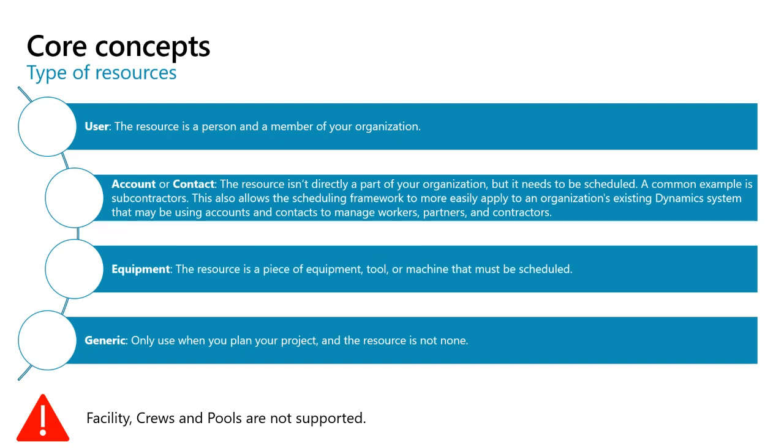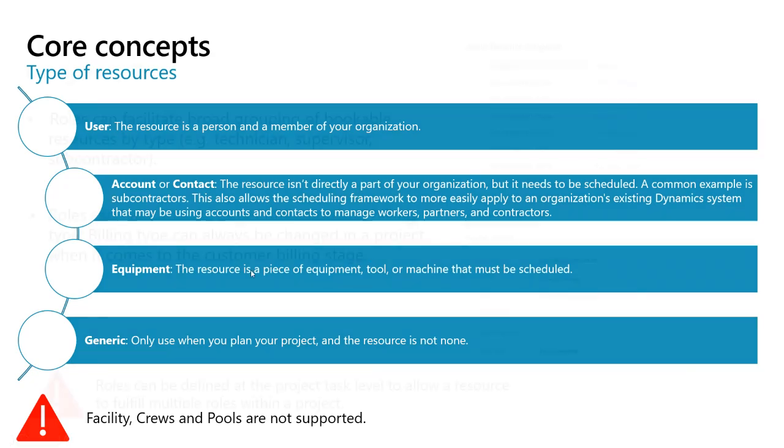Equipment is a tool, a machine, or a room that you need to book on your project. And finally, you have the generic one. The generic one is just used in project planning to plan your project, but when it's assigned to resources, so an equipment, an account, a contact, or a user, it will be replaced. At this stage, we don't support facilities, crews, and pools in project operations.